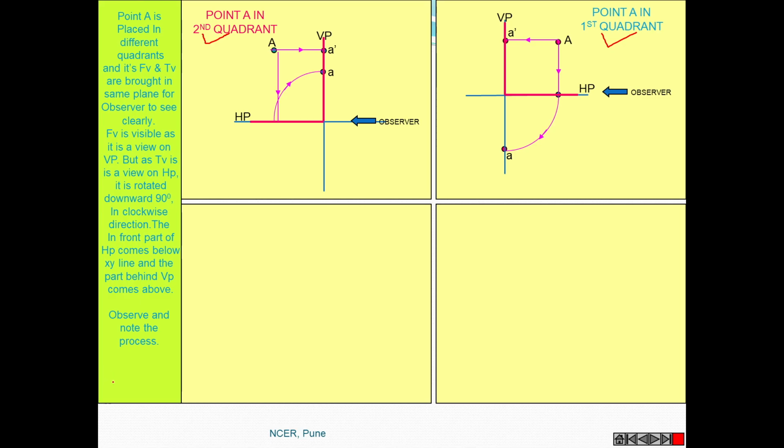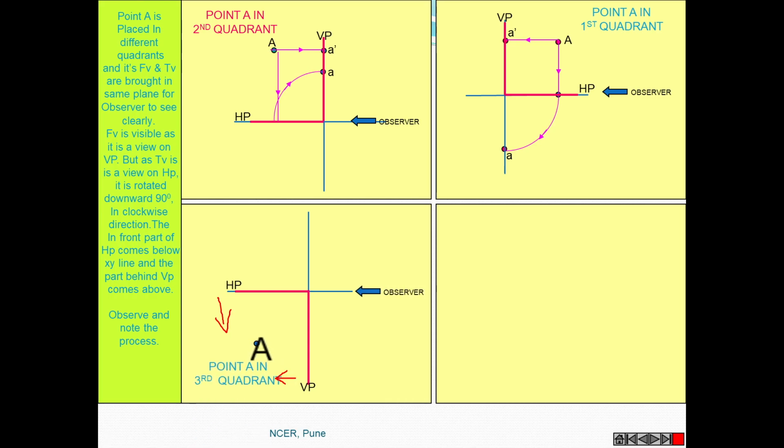Okay. Now the third case is the point in the third quadrant. This one is the vertical plane, this one is the horizontal plane, and the point is below the HP and behind the VP. Projection of a point A, again the point is in the third quadrant: observer, plane, and object.